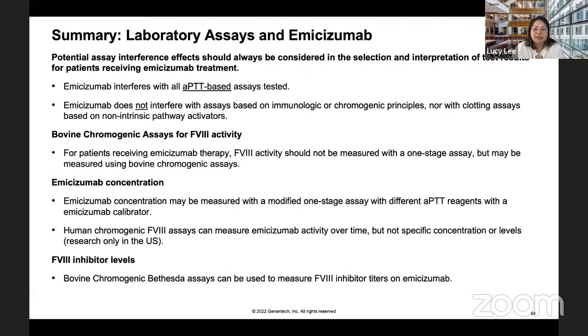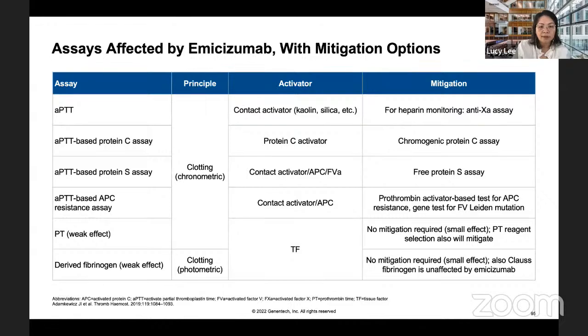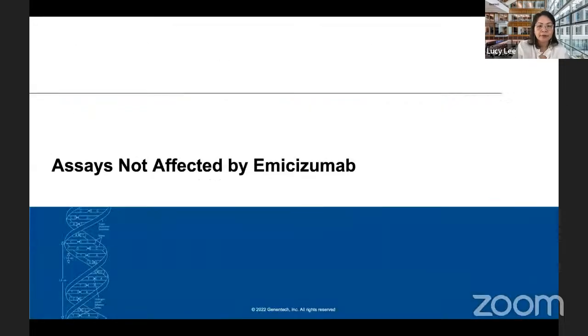And I bring back our summary slide that really summarizes what to do where you see strong interference. To assess factor VIII activity, we want to be using a bovine chromogenic assay. To assess factor VIII inhibitor levels, we want to be using a bovine chromogenic Bethesda assay. And this largely summarizes some of the earlier slides that we've already talked about. The strategy really is to move away from a clotting time-based assay as a mitigating option, or if there are weak effects, no mitigation is required.